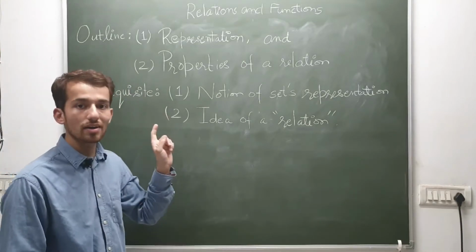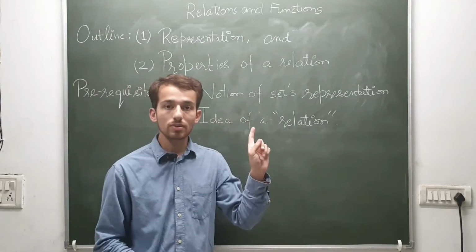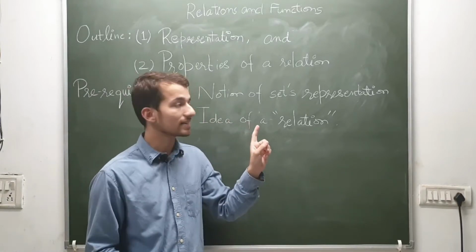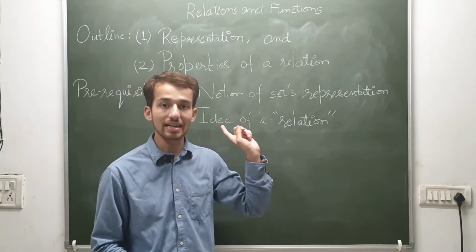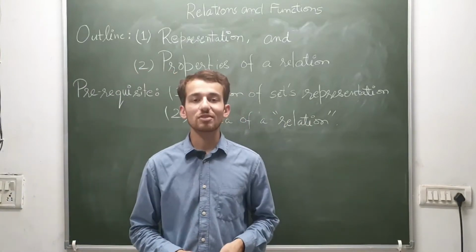That is, we should have an idea of the possible types of representation of a set and its representations, and the second is the idea of a relation. Let's start with today's lecture.